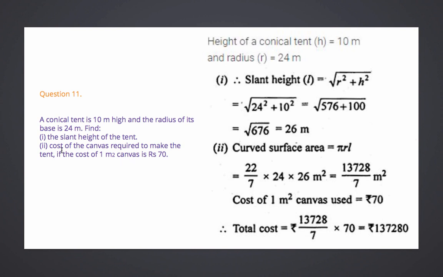Now, the question is asking us the cost. So, they have given us the cost of 1 meter square. For 1 meter square of canvas, we pay rupees 70. For 1 meter square, if the cost is rupees 70, then for these many meter squares, by the unitary method, what will be the cost? Total area, curved surface area, multiplied by the cost for 1 meter square. 7 tens are 70, so it straight away comes out 1,37,280. What is the answer? 1,37,280. Clear, students?